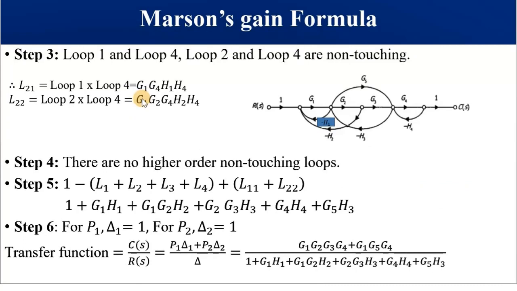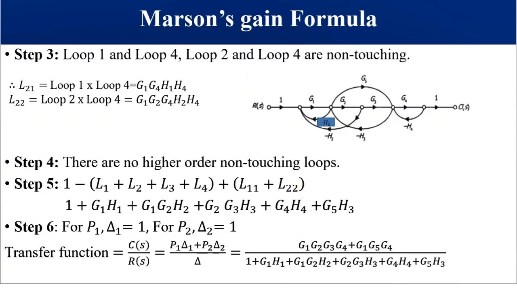Now going to identify non-touching loops, because this must be subtracted for us to get the determinant. So it is an important parameter. The loops that are not touching are 1 and 4, and 2 and 4, and we are going to multiply their gains. So this is going to be the gain of loops 1 and 4 and the gain of loops 2 and 4. Please take note. This was step 3, we are now going to step 4. There are no higher order loops whereby we've got 3 non-touching loops.